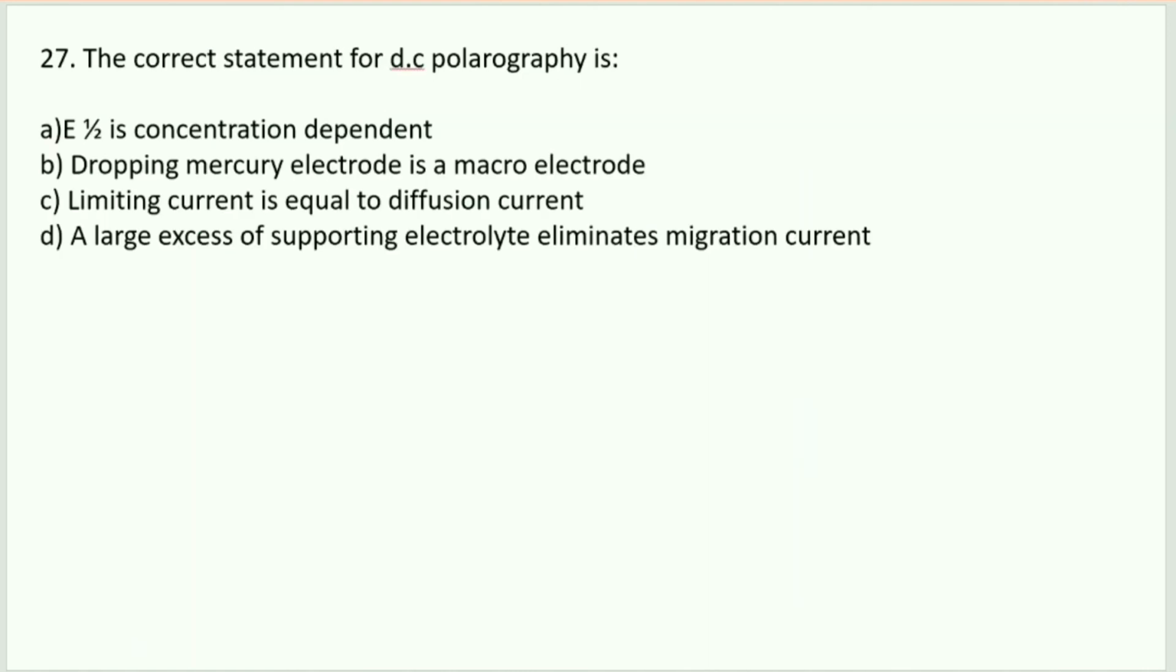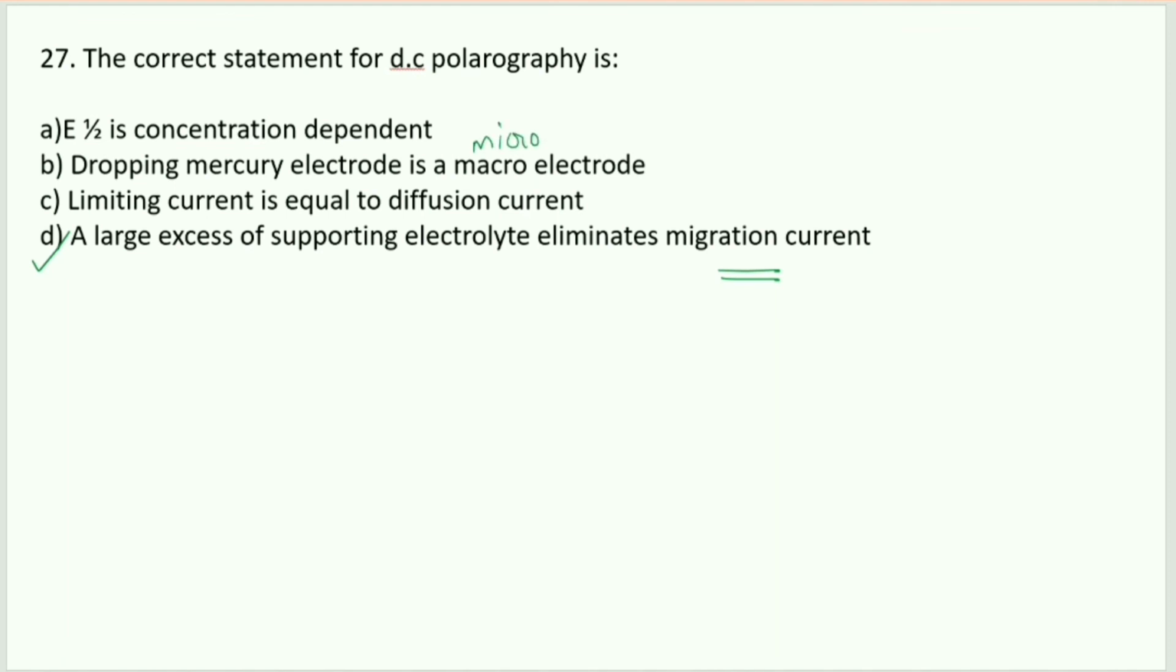27. The correct statement for DC polarography: A, E half is concentration dependent. B, dropping mercury electrode is a macro electrode. C, limiting current is equal to diffusion current. D, a large excess of supporting electrolyte eliminates migration current. The correct statement is option D, a large excess of supporting electrolyte eliminates migration current. In option A, E half is concentration independent in DC polarography, it is always independent. And the DME is a micro electrode.